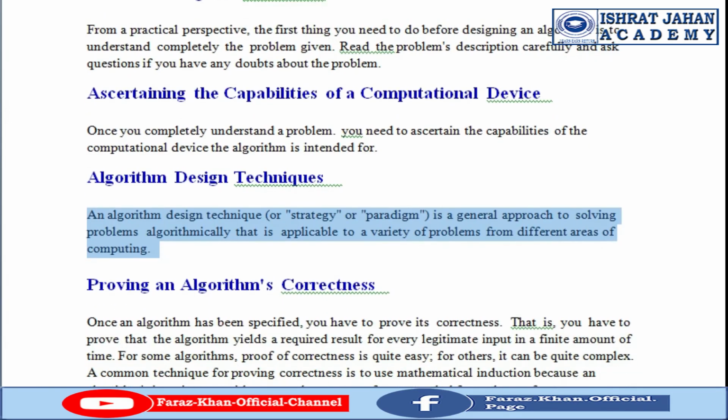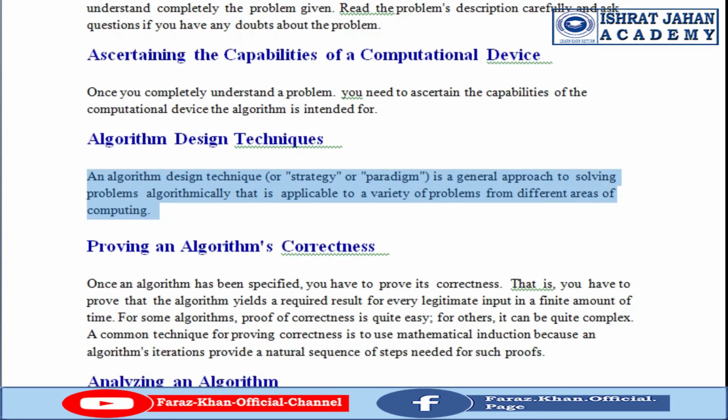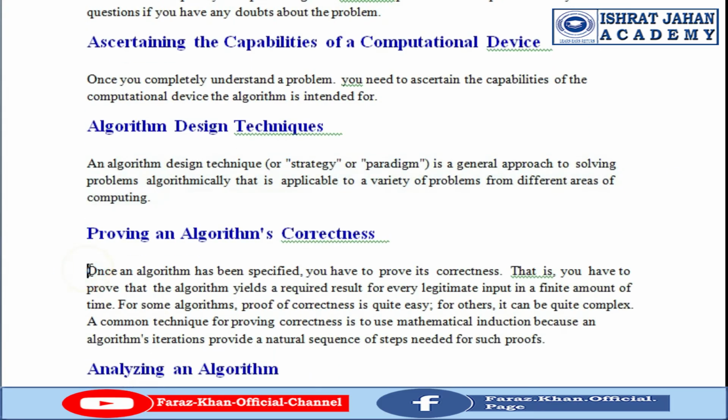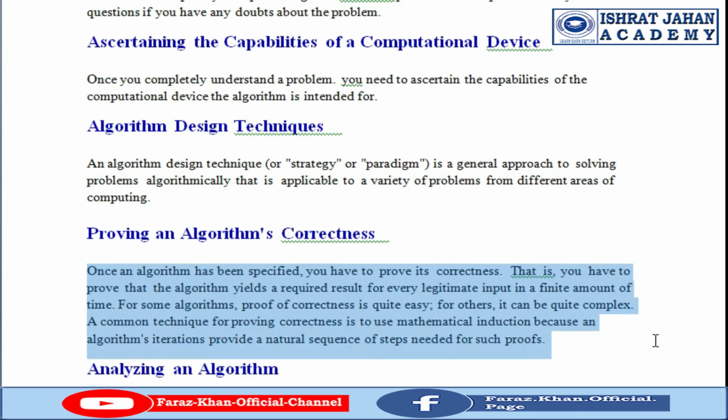Next one is proving an algorithm's correctness. What does that mean? Once an algorithm has been specified, you have to prove its correctness. That is, you have to prove the algorithm yields the required result for every legitimate input in a finite amount of time. For some algorithms, proof of correctness is quite easy, and for others, it can be quite complex. A common technique for proving correctness is to use mathematical induction, because an algorithm's iterations provide a natural sequence of steps needed for such proofs.